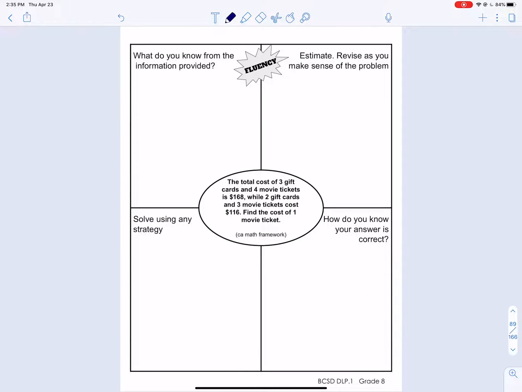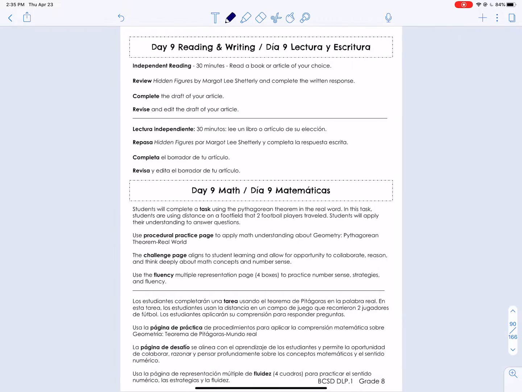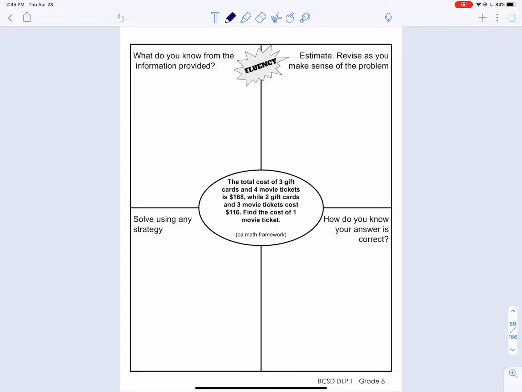Okay, here we have, I believe, our final section, and we have a word problem. I'm going to help you solve it, and then I'm going to leave the rest up to you. The total cost of 3 gift cards and 4 movie tickets is $168, while 2 gift cards and 3 movie tickets cost $116. Find the cost of 1 movie ticket.